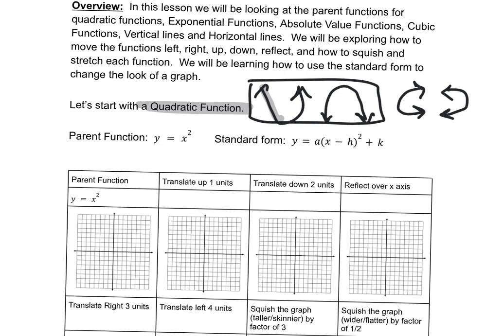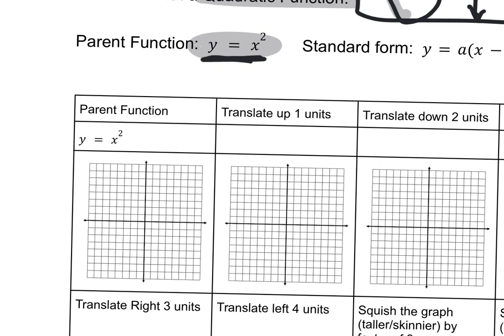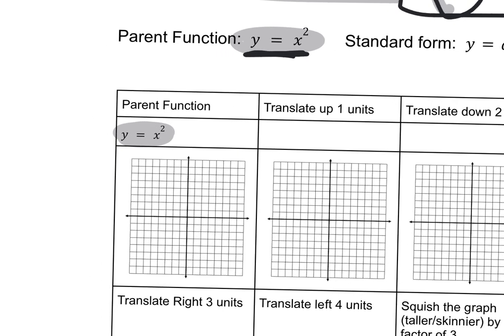So when we talk about a parent function, the parent function is basically what the equation is without anything done to the graph. Nothing added, nothing subtracted. And the parent function for a quadratic is just y equals x squared. So let's look at what the graph of that actually is. Here's my parent function that I have listed right up here. And in order to understand where our values come from, you're not going to have to do a t-chart or anything like that for all of them.